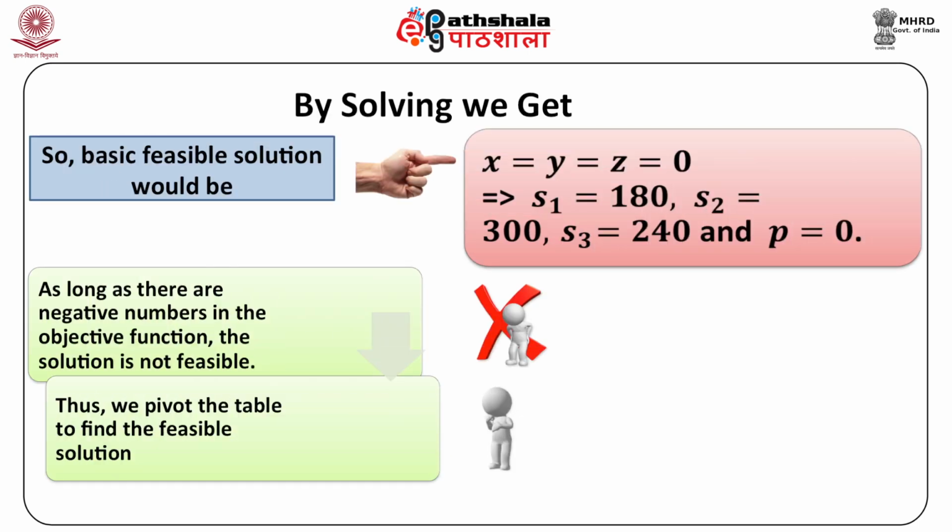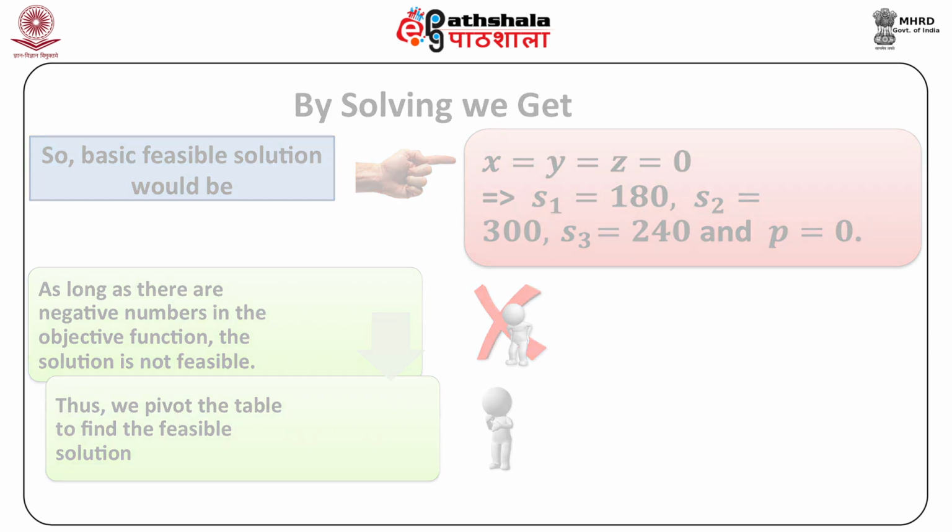So, the basic feasible solution would be x is equal to y is equal to z is equal to 0, implying that s1 is equal to 180, s2 is equal to 300, s3 is equal to 240 and p is equal to 0. We get this by solving the objective function and constraints. As long as there are negative numbers in the objective function, the solution is not optimal. Thus, we pivot the table to find the optimal solution.